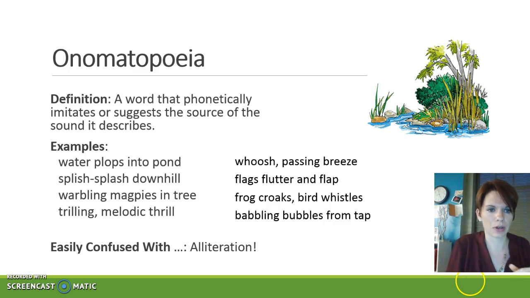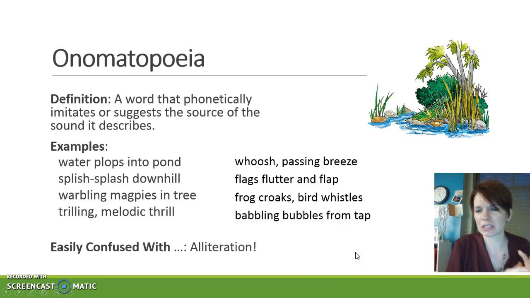Some examples are: water plops into pond, splish, splash downhill, warbling magpies in tree, trilling melodic thrill. So plop, you can hear the water, right? Splish, splash down here. All those words are supposed to imitate the sound. Whoosh, passing breeze, flags flutter and flap, frog croaks, bird whistles, babbling bubbles from tap. The whoosh, right? The flags flap. All these words are supposed to imitate sounds.